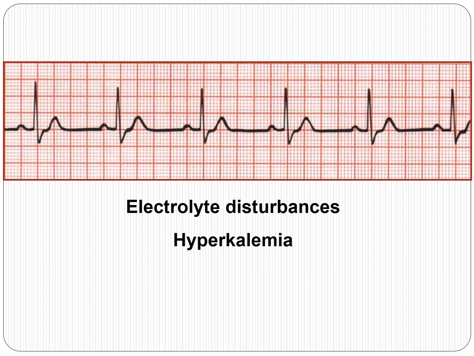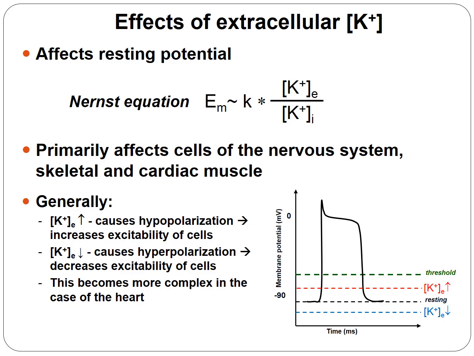In this block, we are going to talk about the electrolyte disturbance. First, we start with hyperkalemia, when the serum potassium concentration is higher than 5.5. The extracellular potassium concentration will influence the resting membrane potential. Based on the Nernst equation, the ratio of the extracellular potassium and the intracellular potassium will alter the resting membrane potential. The primary affected cells are of the nervous system, the skeletal muscles, and the cardiac muscle cells.